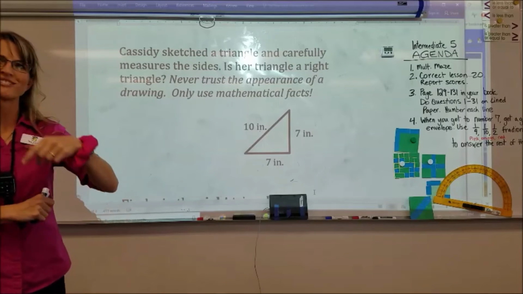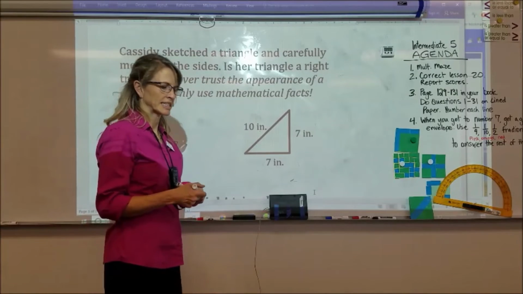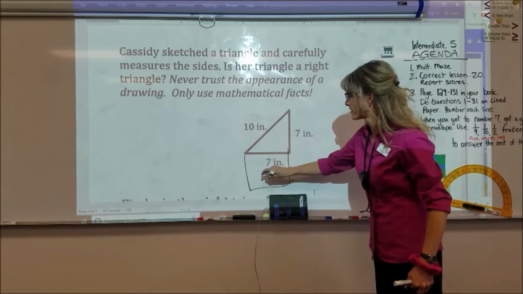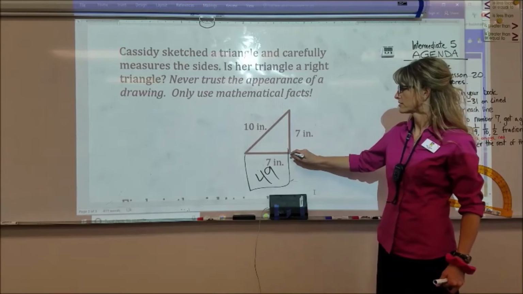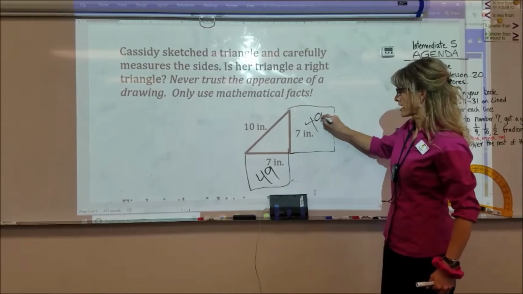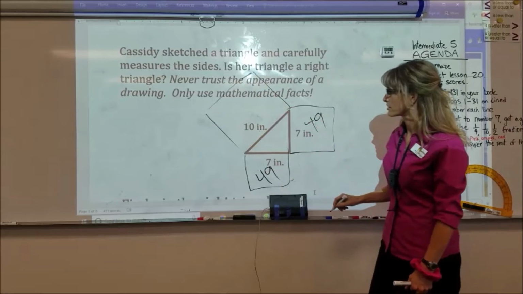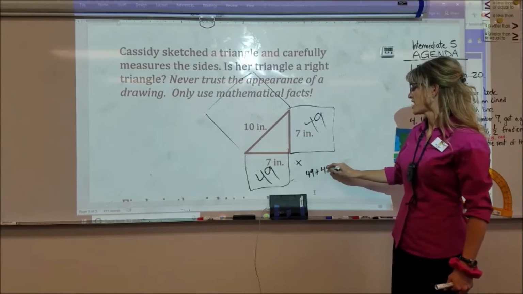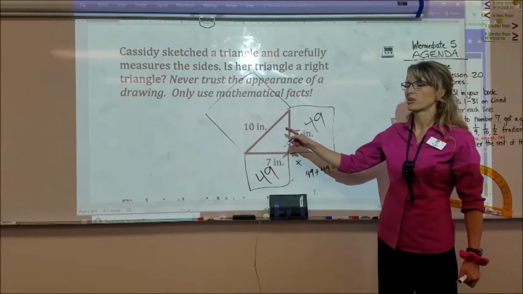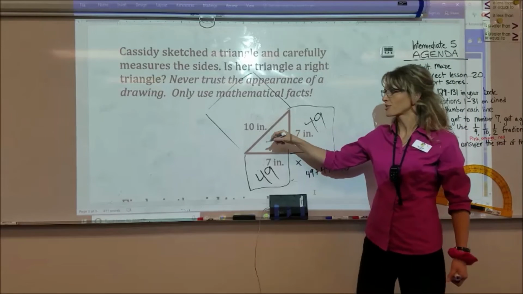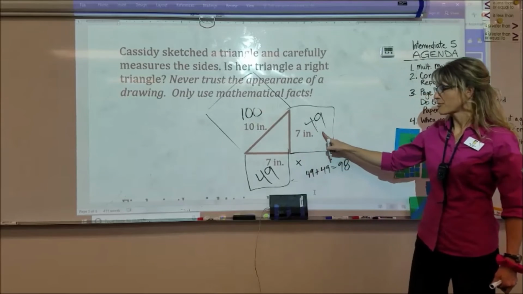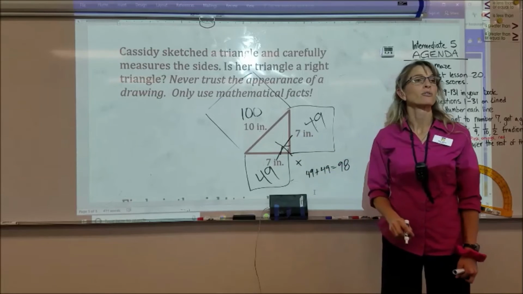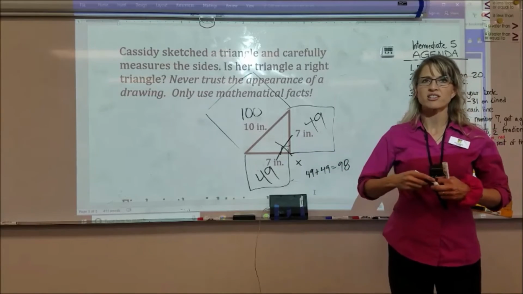All right, let's pick on Holden. What do you think, yes or no? No. He says no, prove it mathematically. 7 squared is 49. Okay, and also 7 squared is 49. If you add 49 to 49, you get 98. Okay, so 49 plus 49 gives us 98. What is it supposed to be? 100. It should have been 100. So because these add up to 98 instead of 100, I'm going to put a big X, it's not a right triangle. Okay, that's how you use the Pythagorean converse.